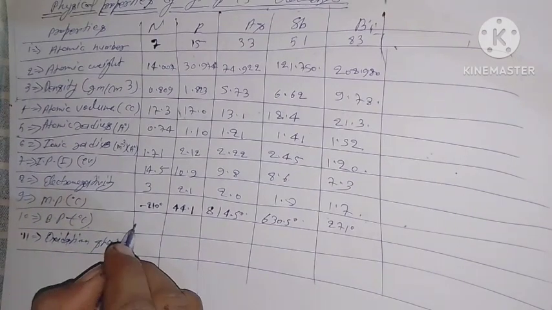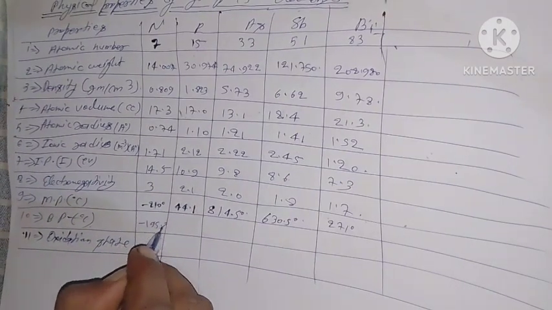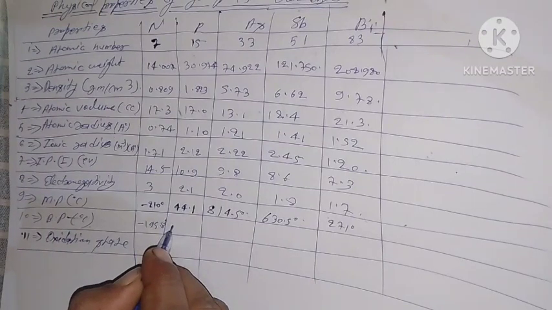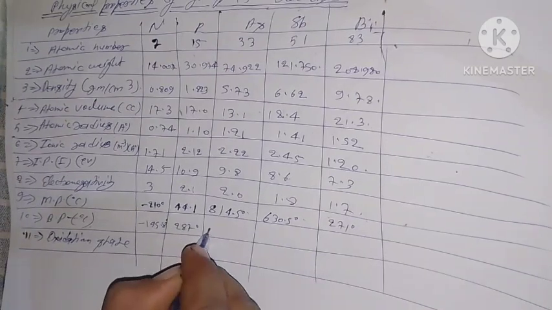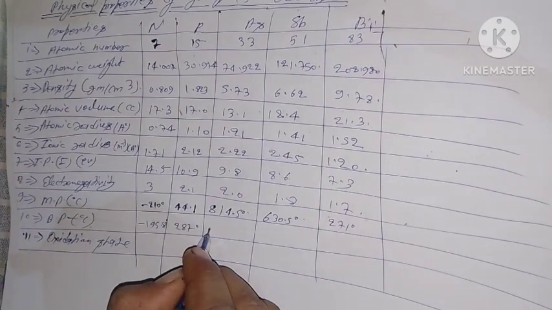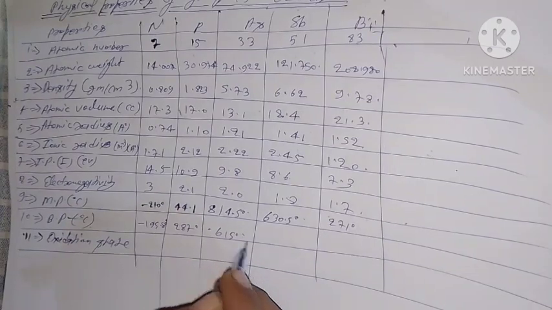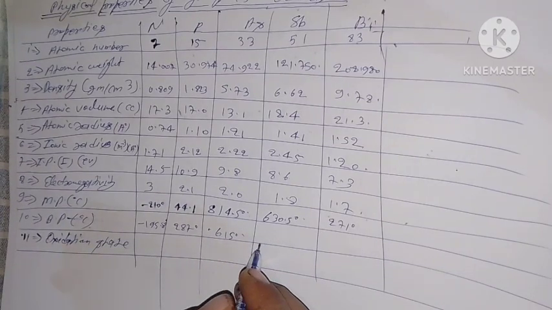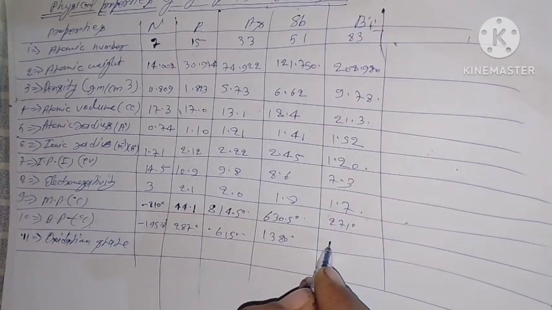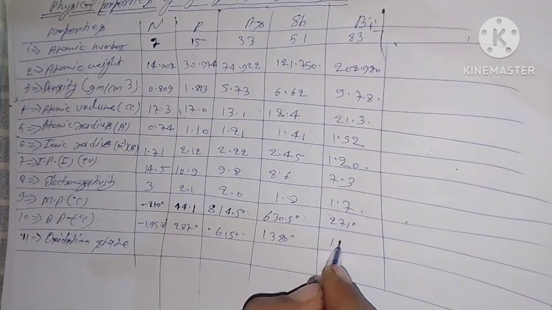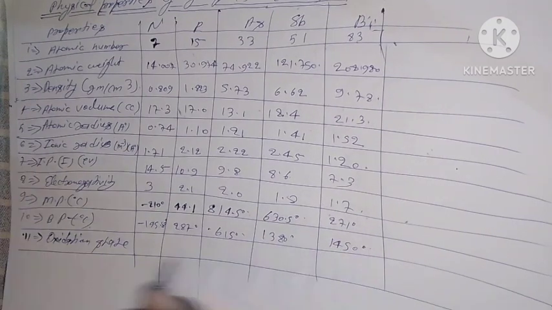Boiling point of nitrogen is minus 195.8 degrees Celsius, phosphorus is 287 degrees Celsius, arsenic is 615 degrees Celsius, antimony is 1380 degrees Celsius, and bismuth is 1450 degrees Celsius.